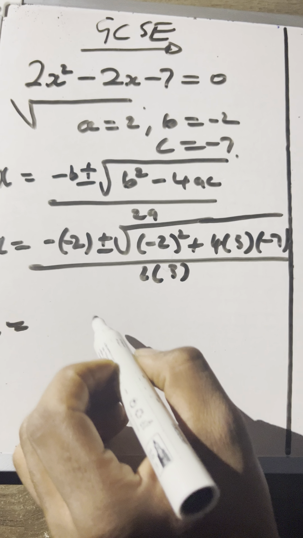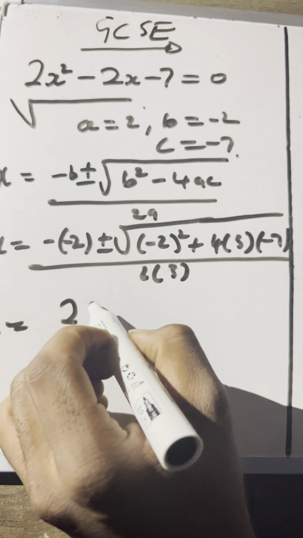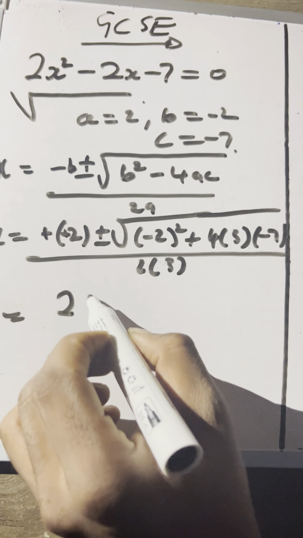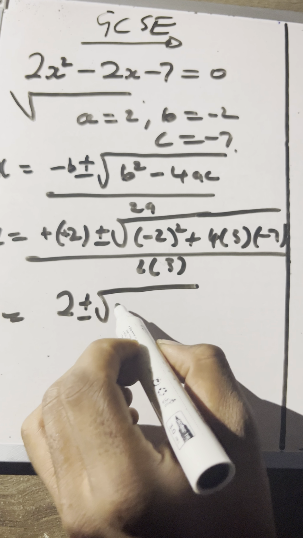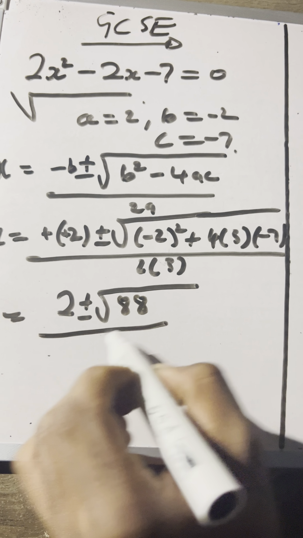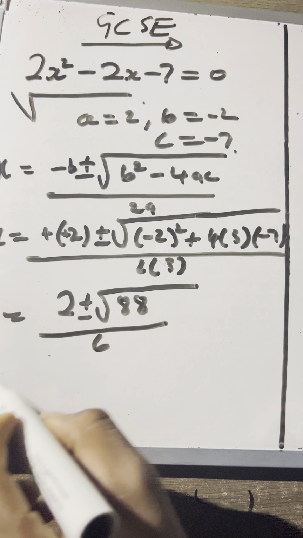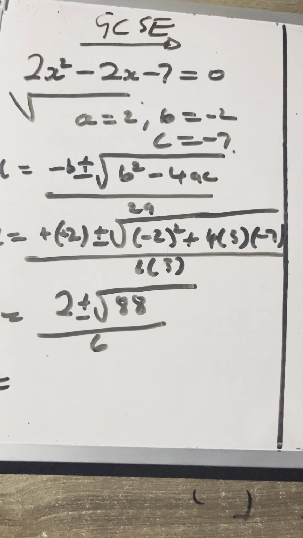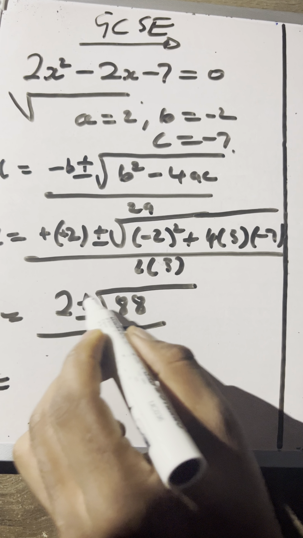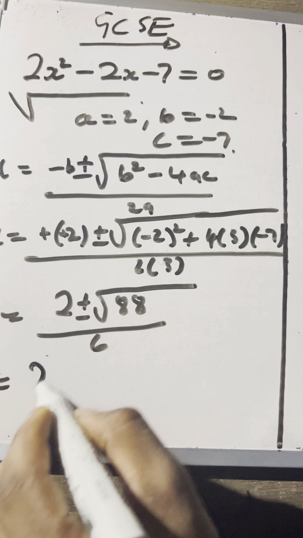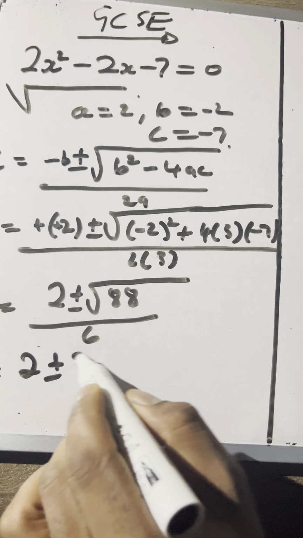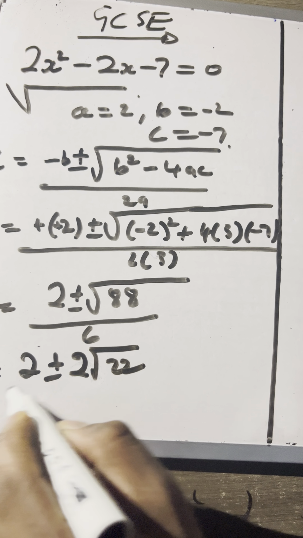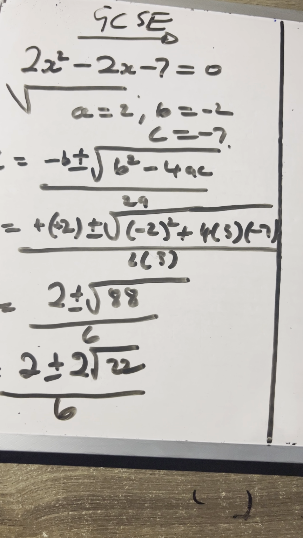x is equal to 2, cancel this, 2 plus or minus the square root of 88, divided by 6. x is equal to 2 plus or minus 2 square root of 22, divided by 6.